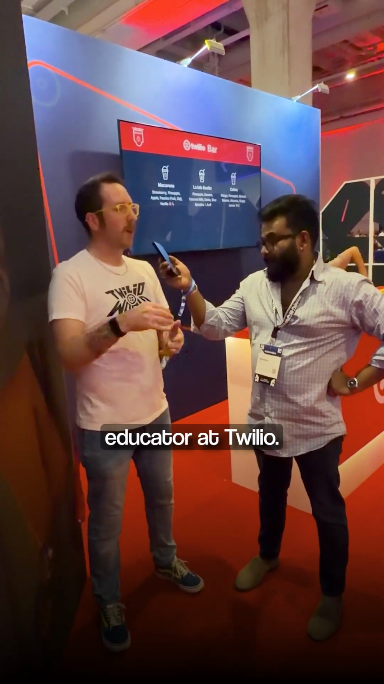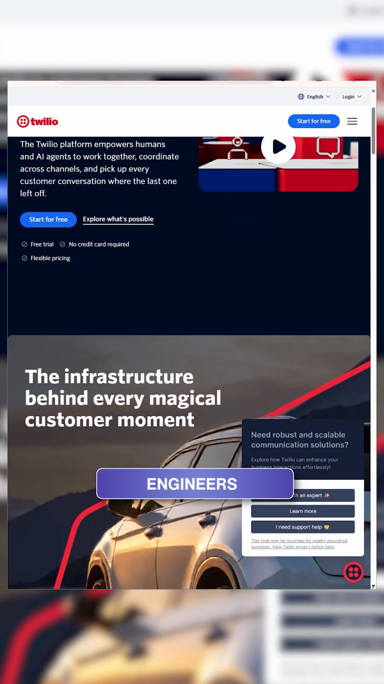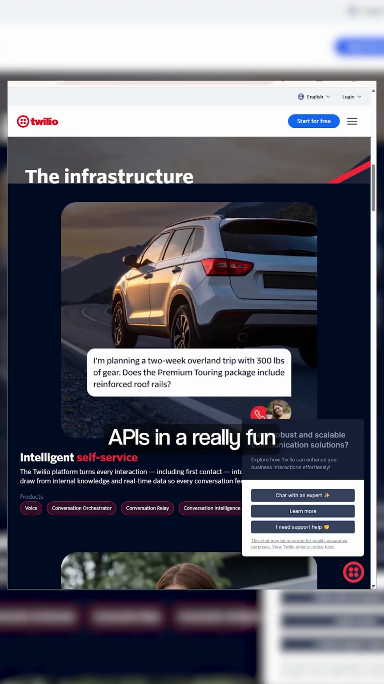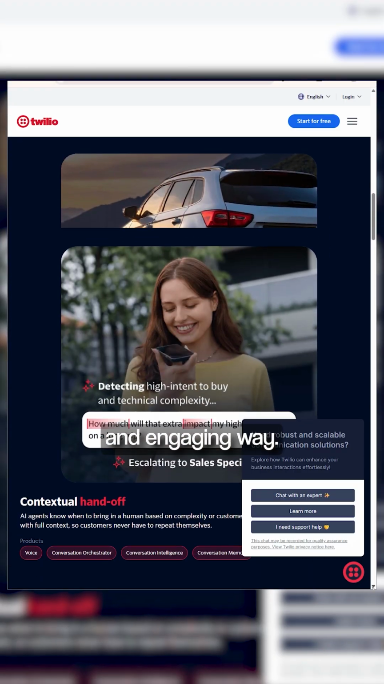Amazing. Yeah, so I'm Andrew. I'm a developer educator at Twilio. I focus on building developer resources to help engineers and builders engage with our developer-facing APIs in a really fun and engaging way. So, what is the difference between a developer educator and a developer advocate?